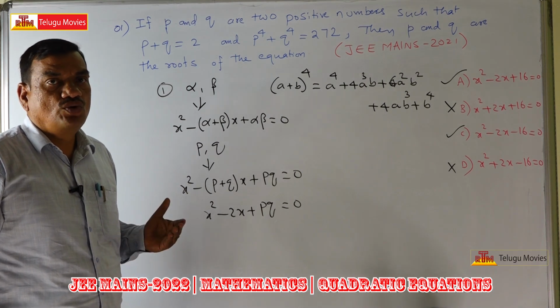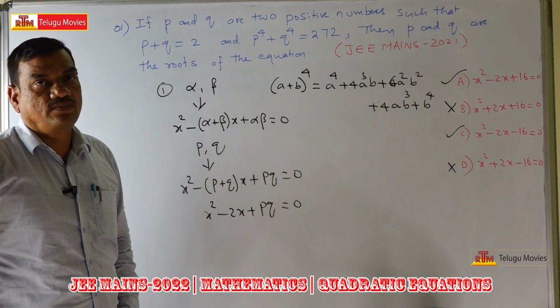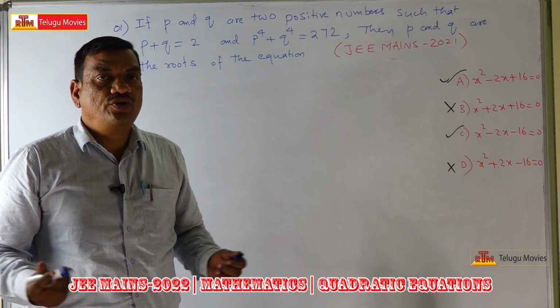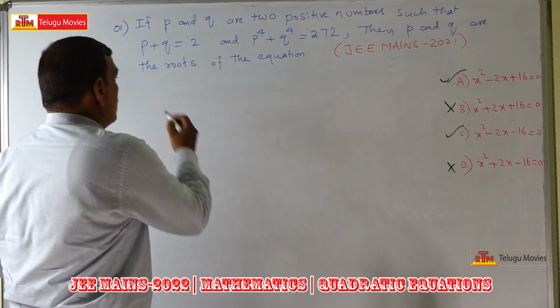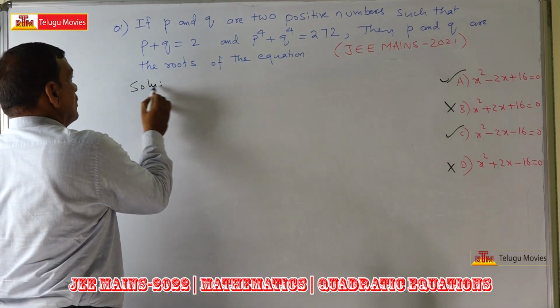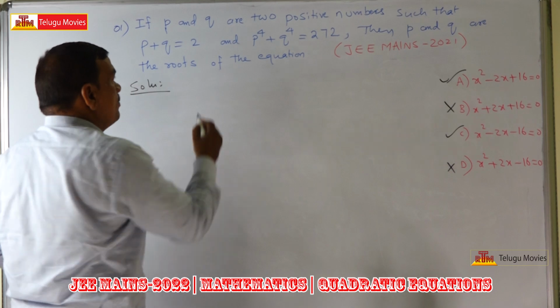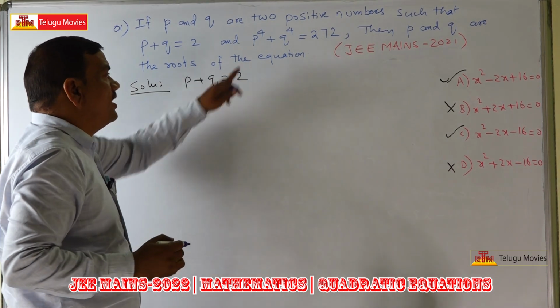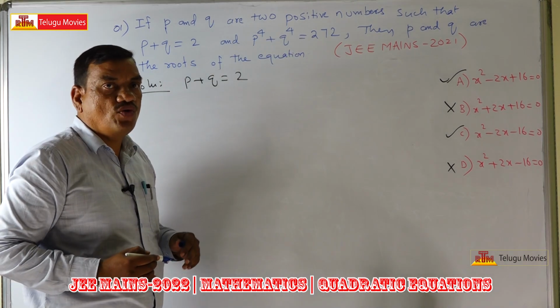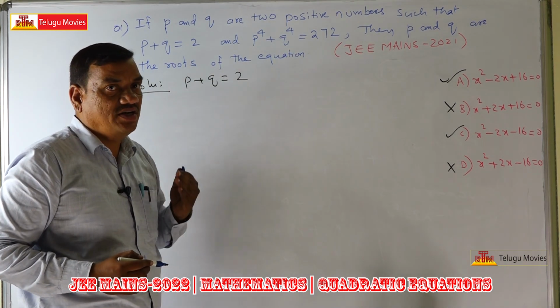So let us move to the main solution. Dear students, welcome to the main solution of this problem. Okay now, see here. It is given that P plus Q value is 2. Here P power 4 plus Q power 4 value is given as 272.